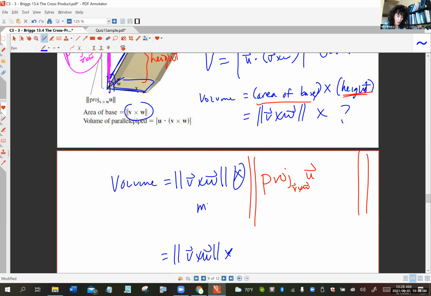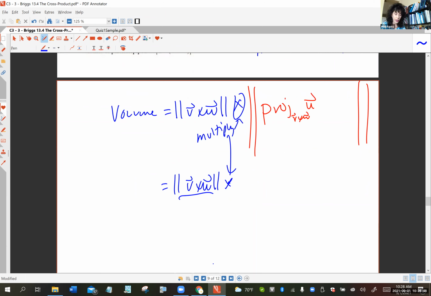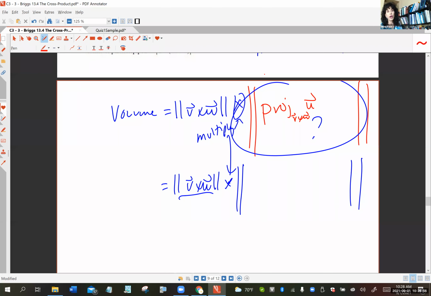By the way, this is just a multiply. This cross does not mean cross product. Okay, this means multiply this scalar with the other scalar. So how do we get this? You're going to have magnitude here, but what is the projection of U onto V cross W? And if you remember, the vector that you're projecting onto something else shows up less frequently in the projection formula. So it's going to be a scalar times a vector.